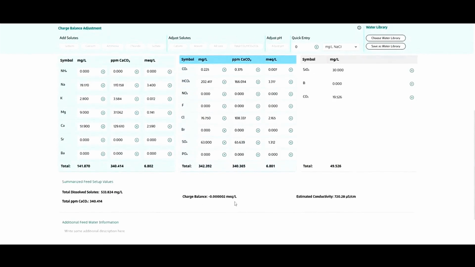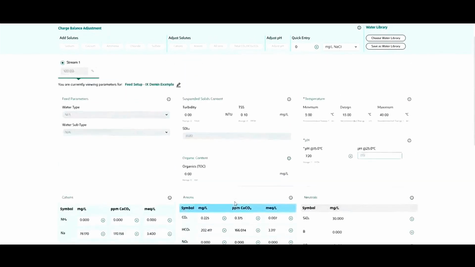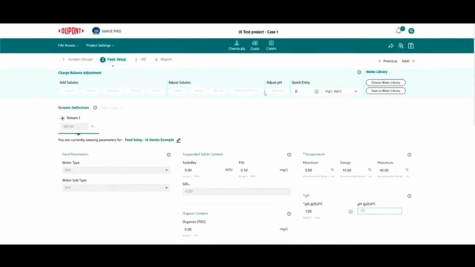So this is loaded in the water, and we can check on the bottom that the water is very well charge balanced, so we do not need to do anything special to charge balance the water. We can now move straight on to designing our ion exchange system.